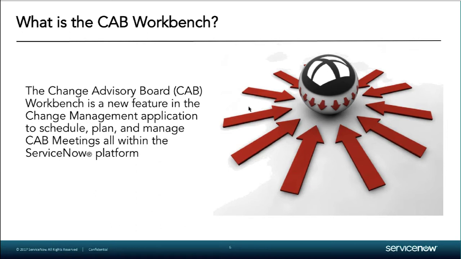Let's start off with a definition. What is the CAB Workbench? As Rohan mentioned, the CAB Workbench is a feature we introduced in the Istanbul release, and it is a feature dedicated to the CAB function of the overall change process, and it enables CAB managers to schedule, plan, and manage CAB meetings all on the ServiceNow platform.